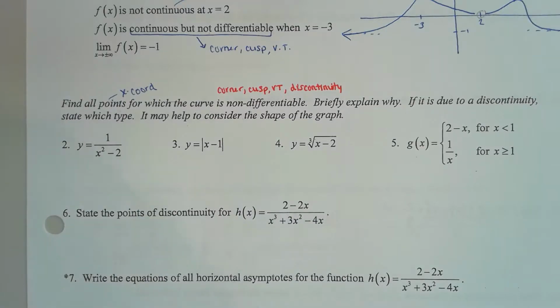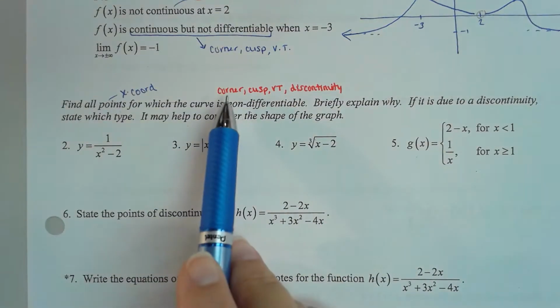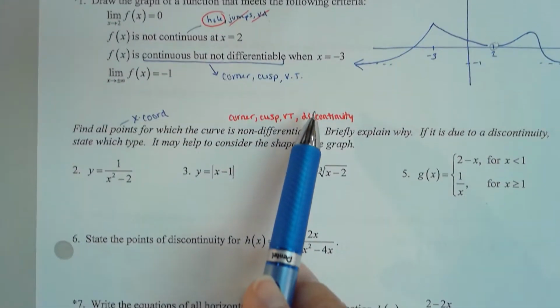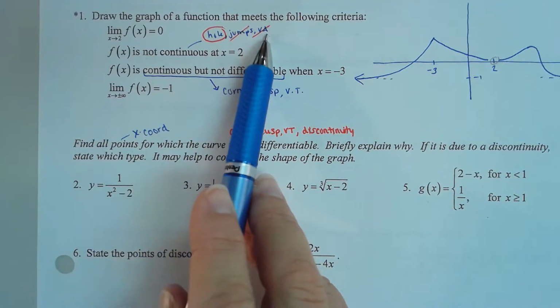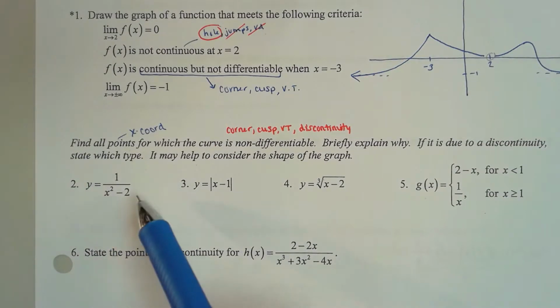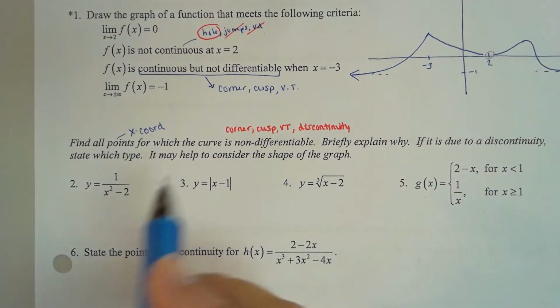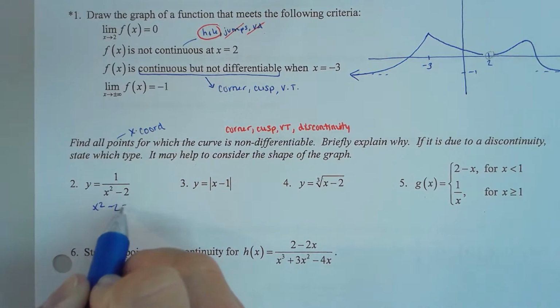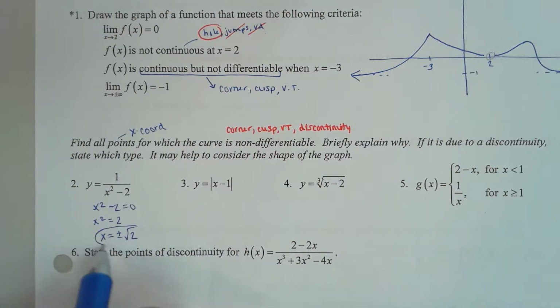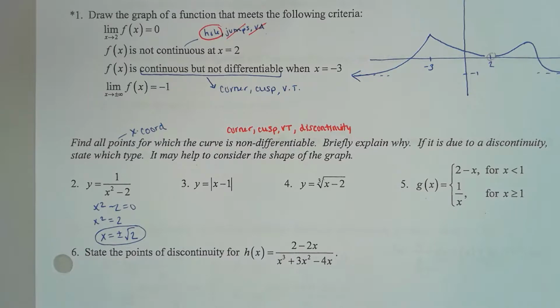So on number 2, I'm thinking, do we have any corners, cusps, vertical tangents, or any discontinuities? I'm going to start here. Discontinuities are holes, jumps, and vertical asymptotes. So, my question is, does this graph have any holes or vertical asymptotes or any jumps? And we find discontinuities by setting the denominator equal to 0. So there's 2 discontinuities. And other than that, it's just a rational function, right? There's no absolute values. It's not a piecewise function. So these are my only 2 points of non-differentiability.